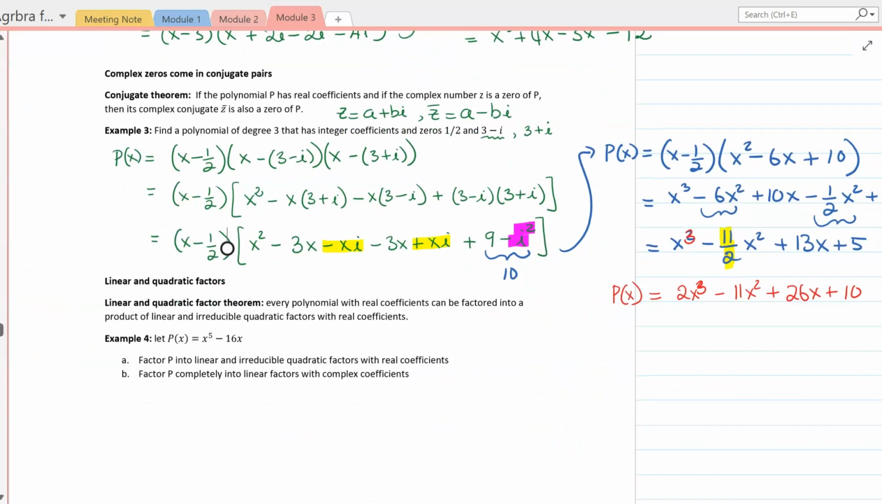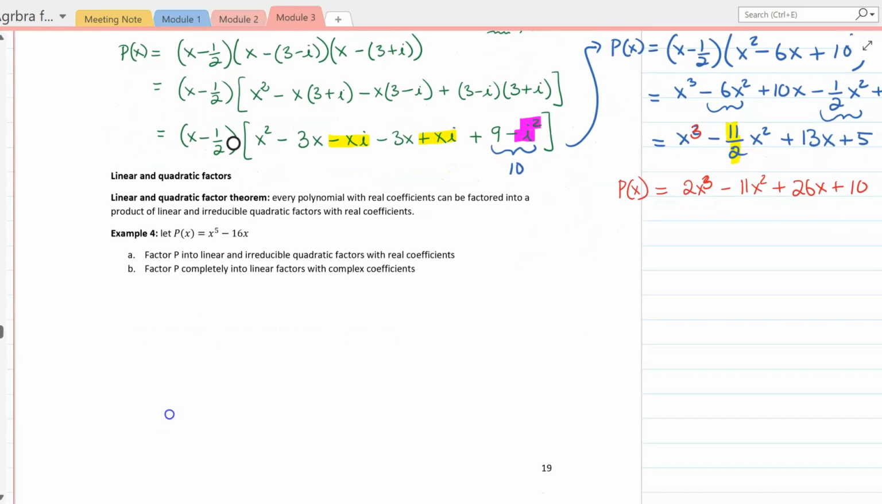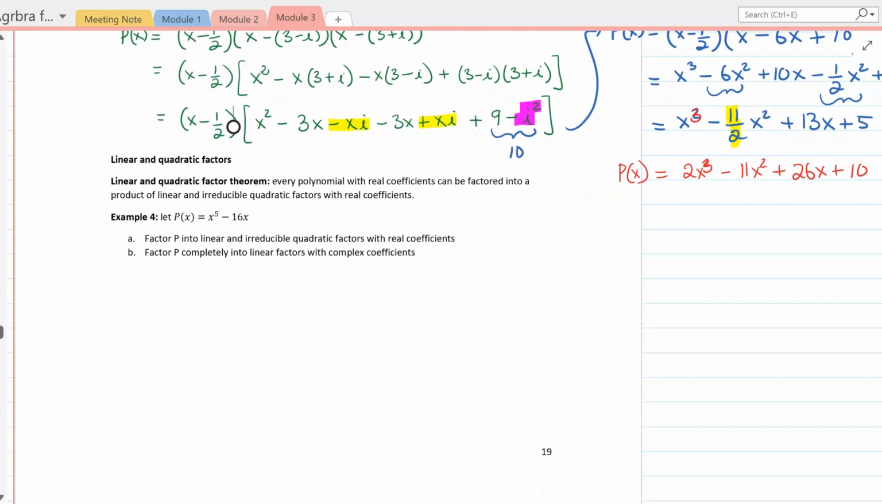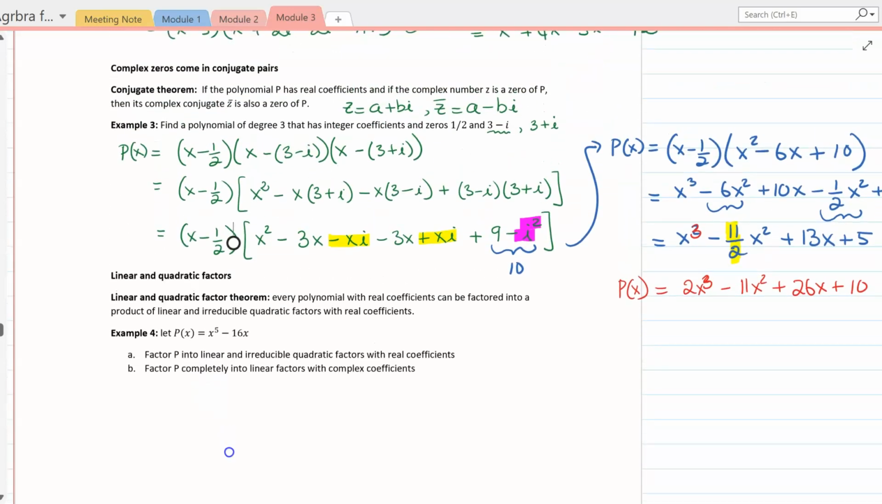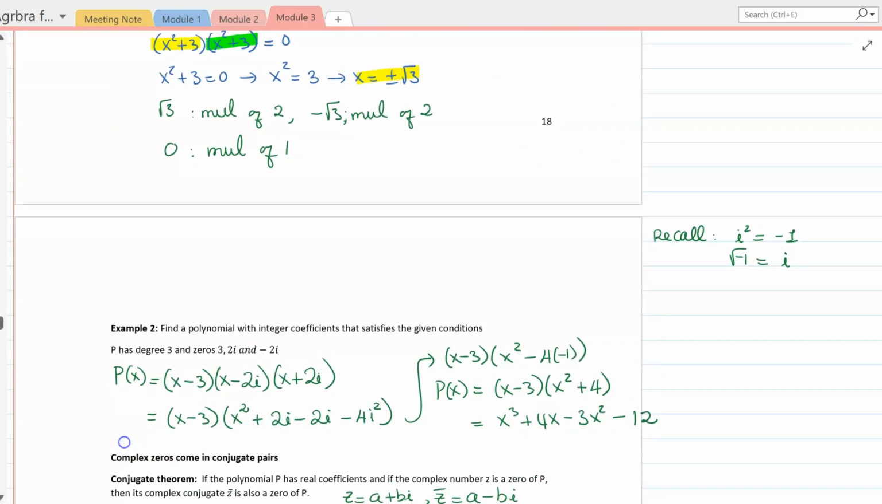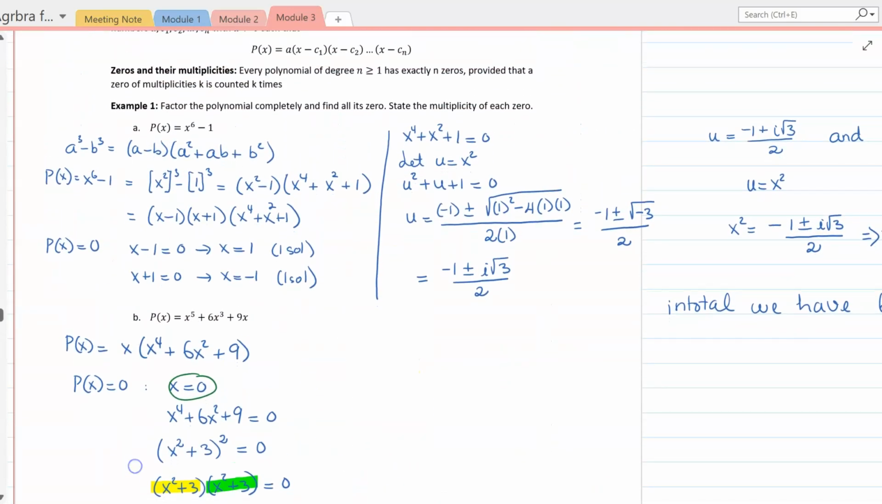Let's talk about the linear and quadratic factor theorem. Every polynomial with real coefficients can be factored into a product of linear and irreducible quadratic factors with real coefficients. So for example, when you look at this portion here, it is the irreducible quadratic with complex solutions, right? When you factor it, you get an irreducible factor.